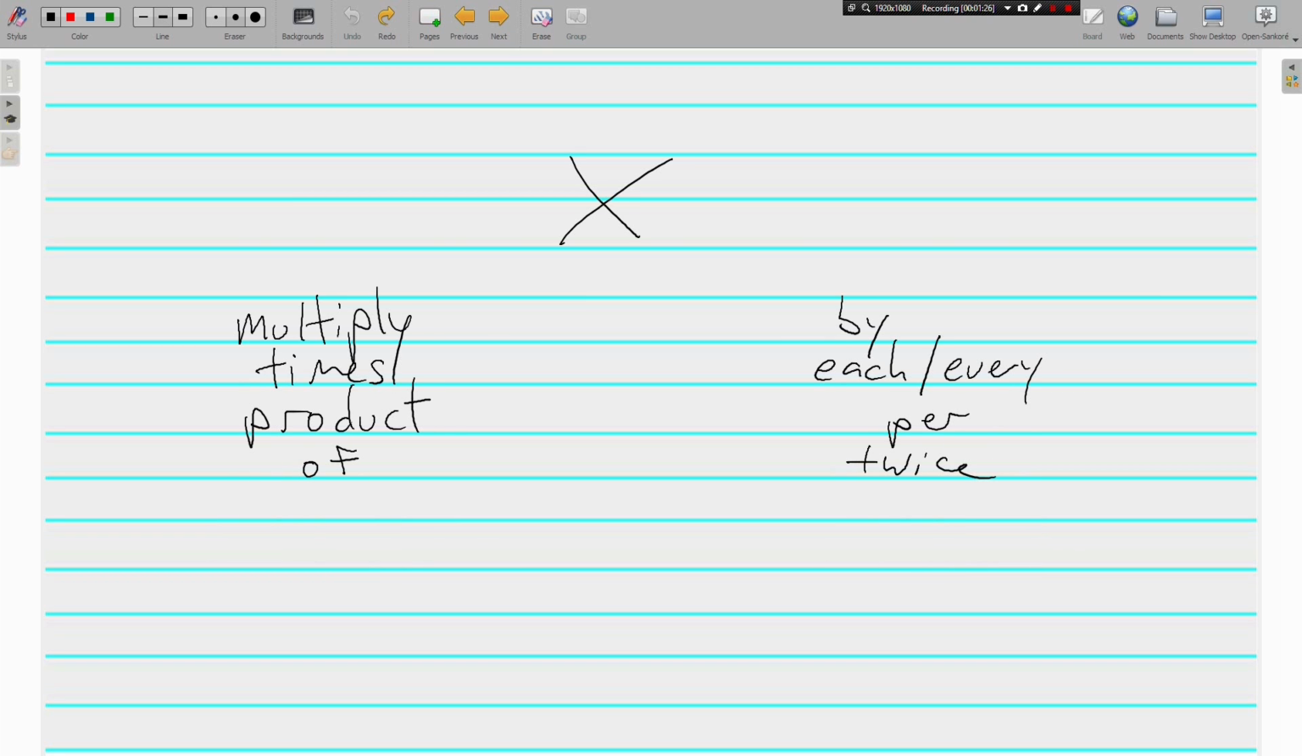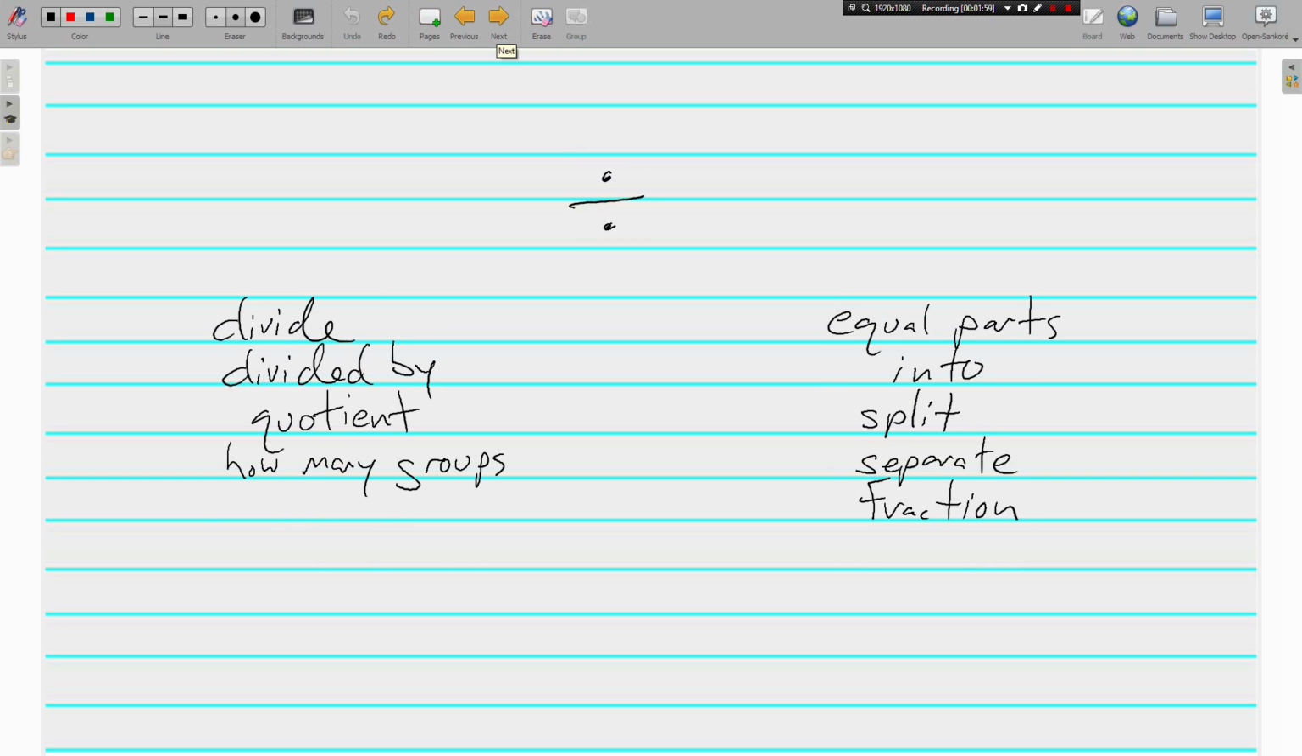Alright, the times sign: times, multiply, product. Of is a word that you'll see often that'll be a clue that you need to multiply things. It doesn't always mean you need to multiply. The Wizard of Oz has nothing to do with multiplication. That's just where he was from. He was from Oz. But a lot of times, the word of will be a clue that you need to multiply. By, each, every, per. And then words like twice all go with multiplication.